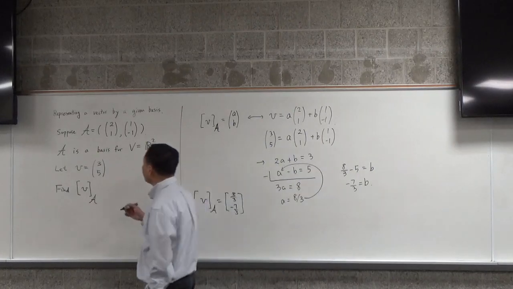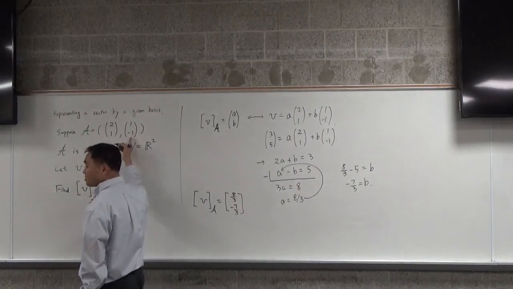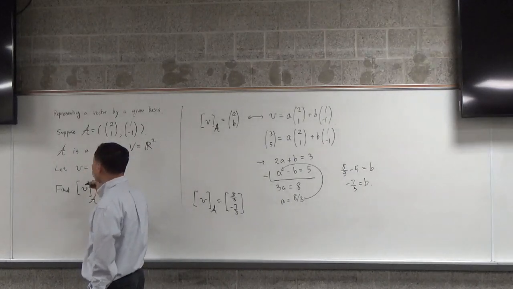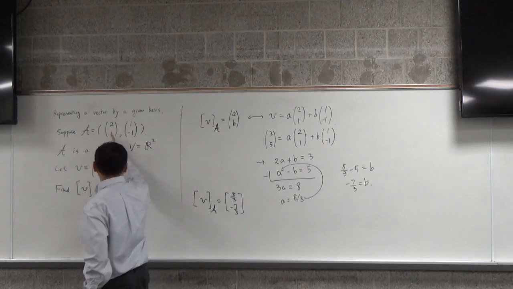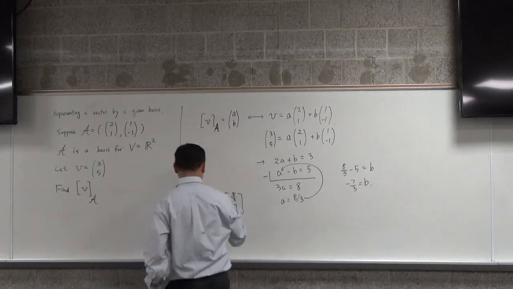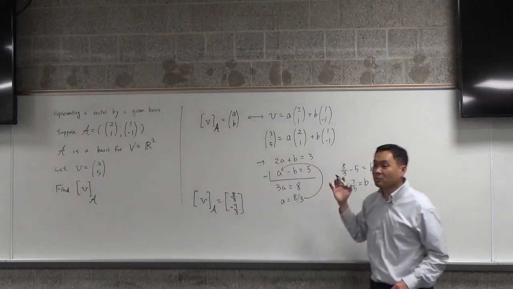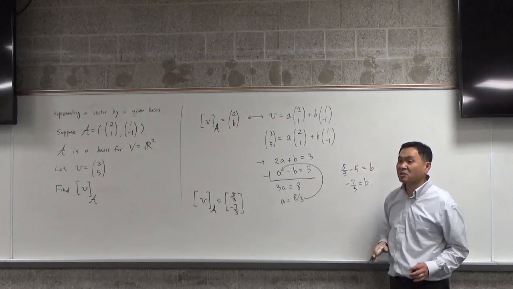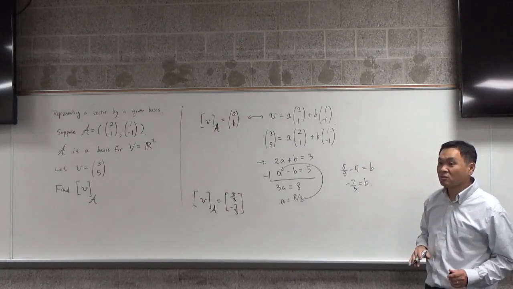And the claim that this is a basis means that for any vector, I can put any two numbers here, and you can always come up with two numbers a and b that would make them equal. Okay. Any vector in the plane can be written as a linear combination of these two vectors.